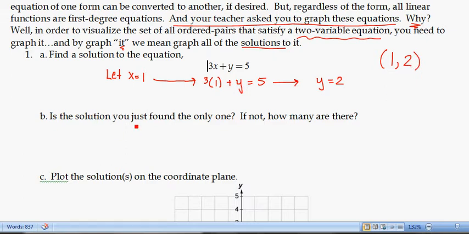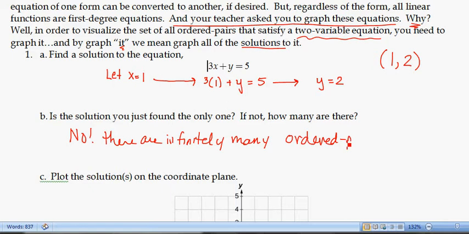But is this solution I just found the only one? Well, of course not. There are infinitely many ordered pair solutions. And I'm specifying not just solutions, but ordered pair solutions, because I really want to emphasize the fact that this ordered pair is a single point. It is a solution. Right?